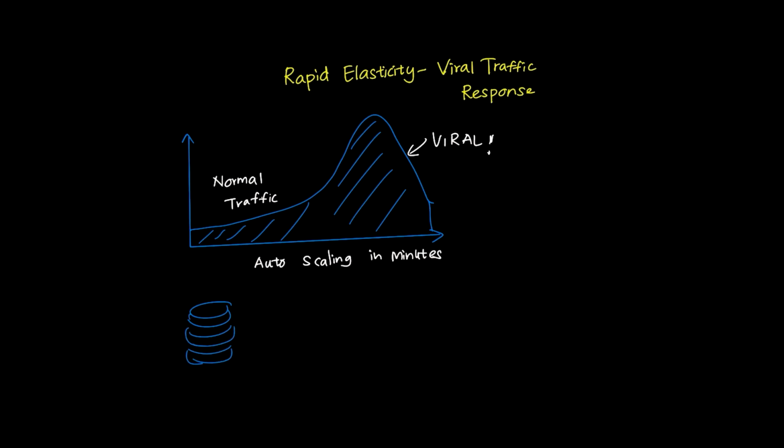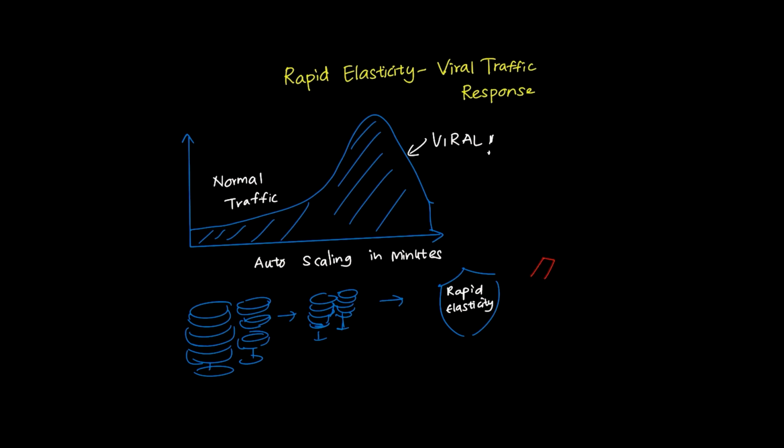Rapid elasticity operates like an emergency response system for your infrastructure, automatically detecting the traffic surge and instantly provisioning additional servers, bandwidth, and resources to handle the load. This happens within minutes without any human intervention. The system recognizes the spike and scales accordingly.